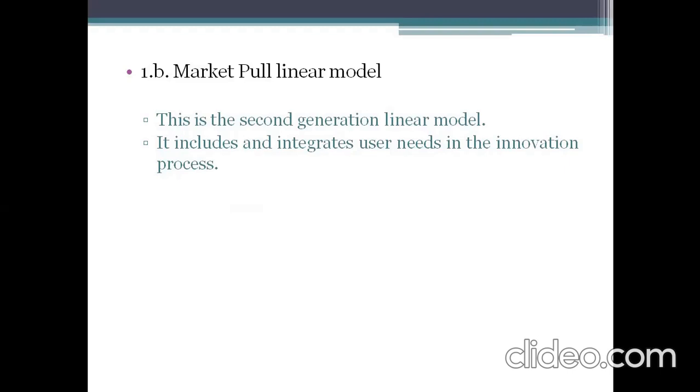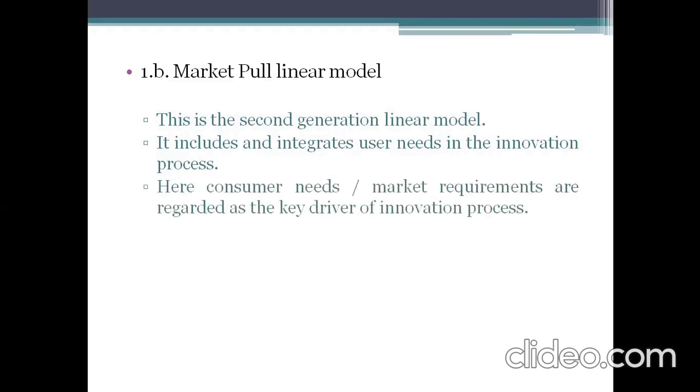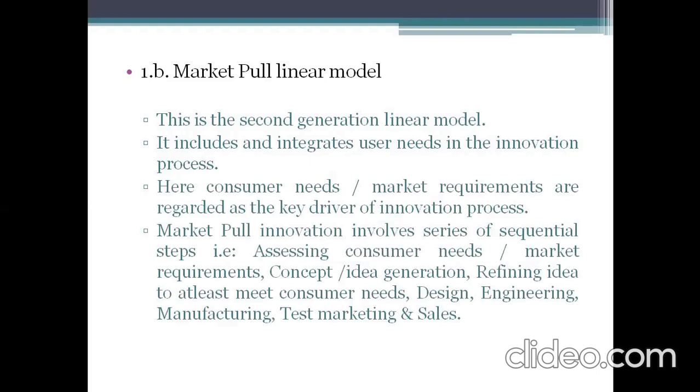So the chance of adopting the product is highest in the market pull linear model, because it includes and integrates the user needs in the innovation process. The consumer needs and the market requirement are regarded as the key driver of the innovation process. So first of all, they identify what we actually require and what the market requirements are, and that is the first initial step, or the stage that should be considered, in the development of a new product or a process.